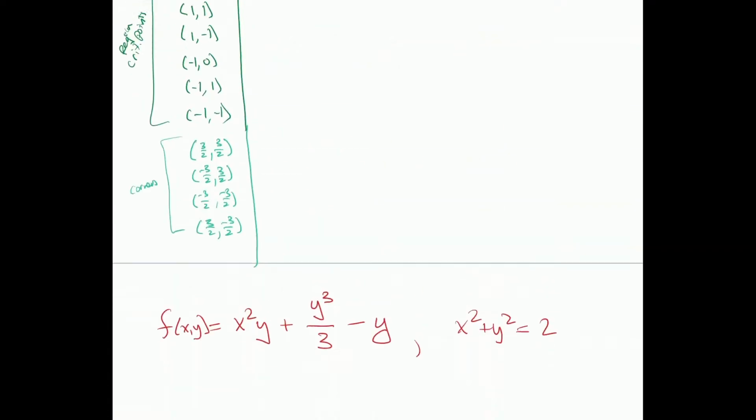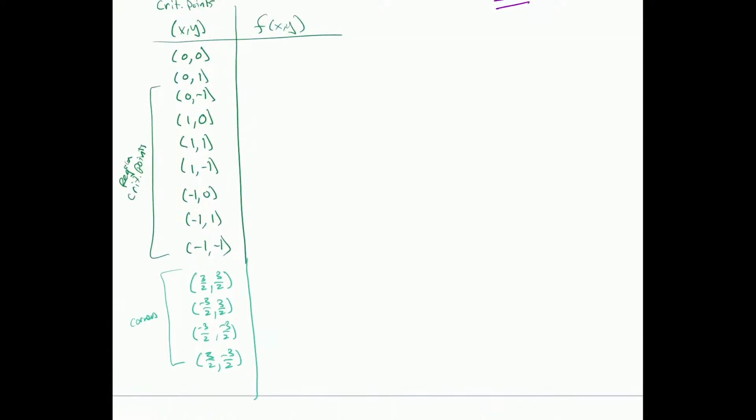By the way, once you have all of those points, how many do I have here? 9 plus 4 makes 13, plus 12, 25. I'll have 25 points. I compute the function value of every one of those, pick the biggest and pick the smallest. Done. I know, it sounds so simple, but it's such a pain.